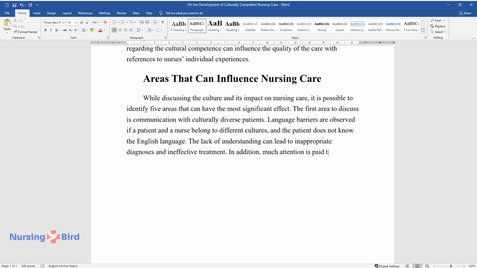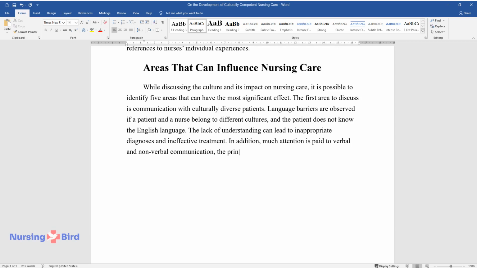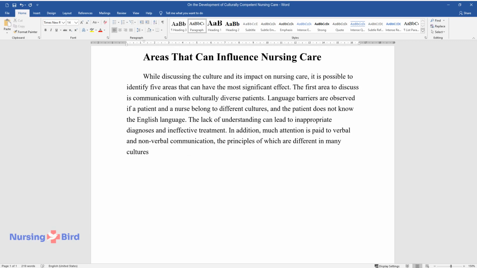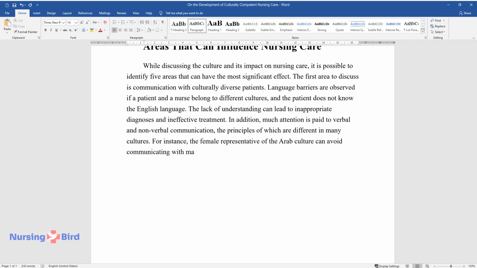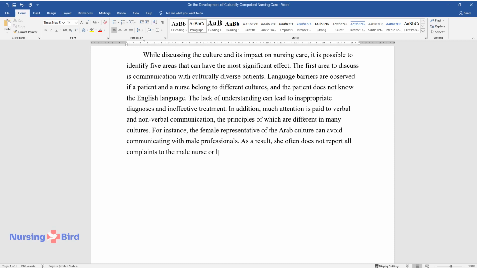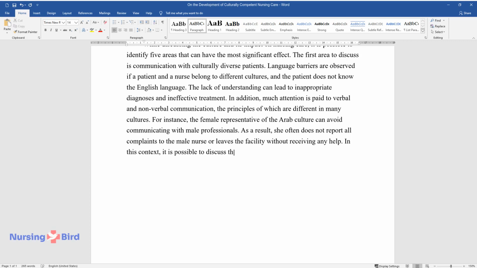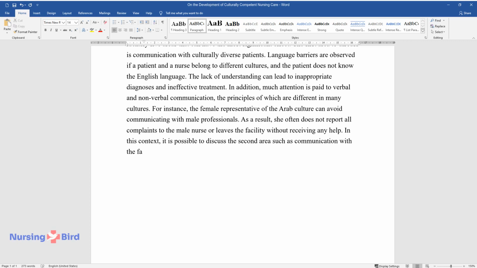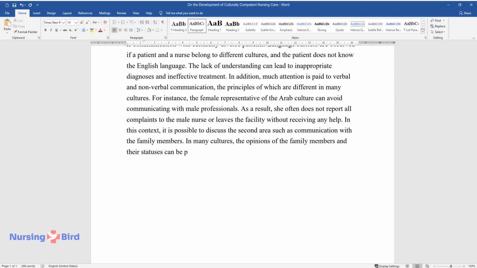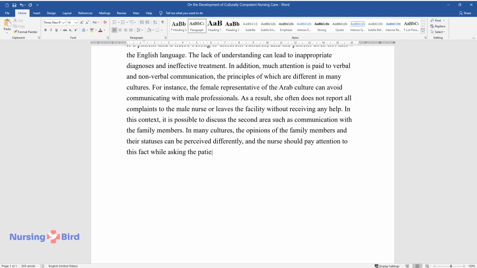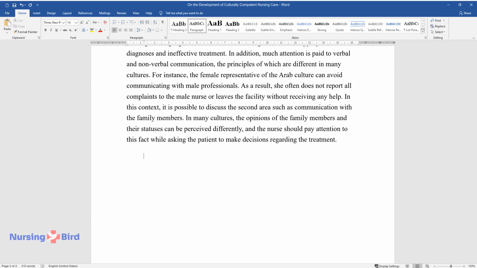In addition, much attention is paid to verbal and nonverbal communication, the principles of which are different in many cultures. For instance, the female representative of the Arab culture can avoid communicating with male professionals. As a result, she often does not report all complaints to the male nurse or leaves the facility without receiving any help. In this context, it is possible to discuss the second area, such as communication with the family members. In many cultures, the opinions of the family members and their statuses can be perceived differently, and the nurse should pay attention to this fact while asking the patient to make decisions regarding the treatment.